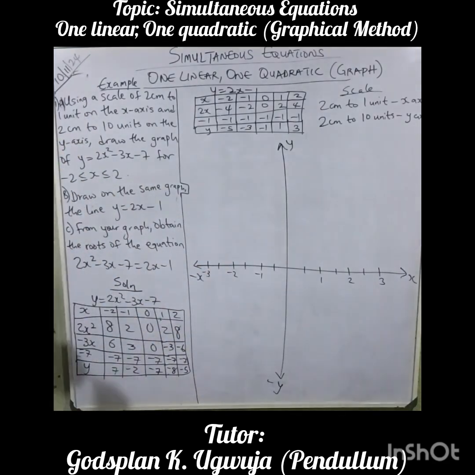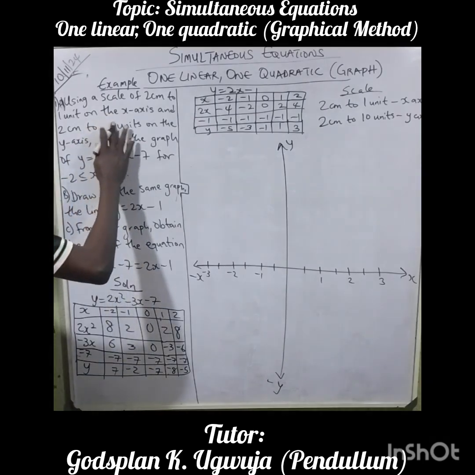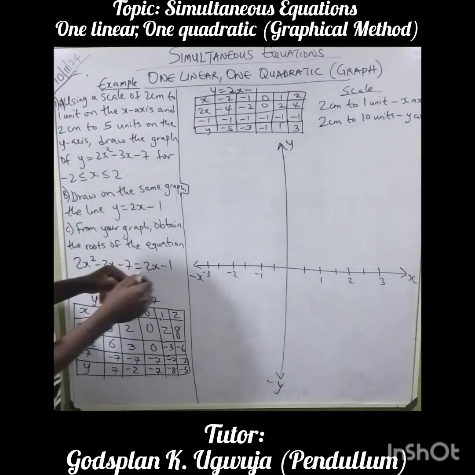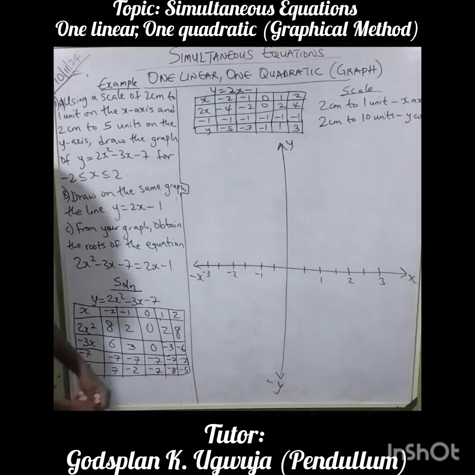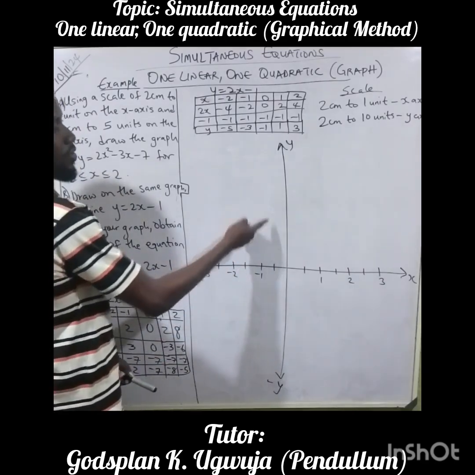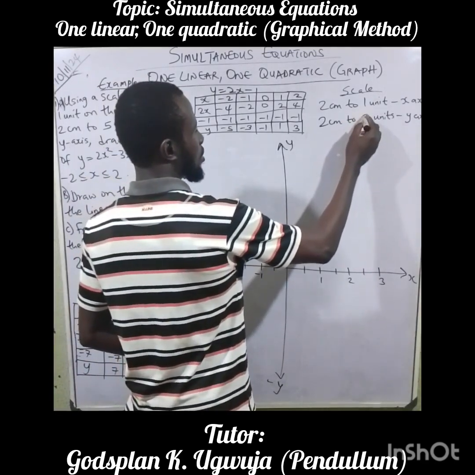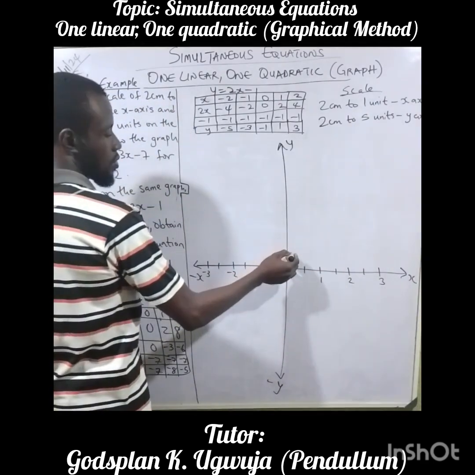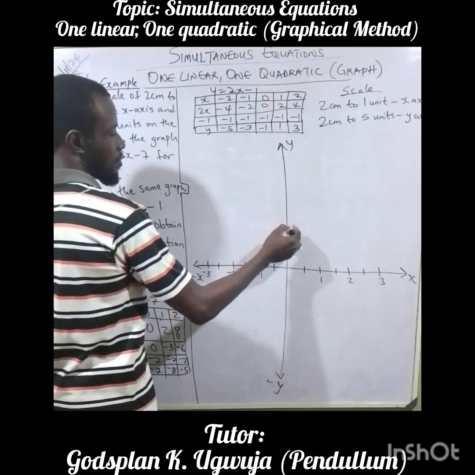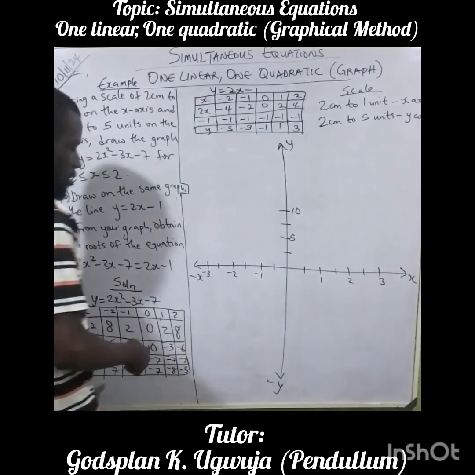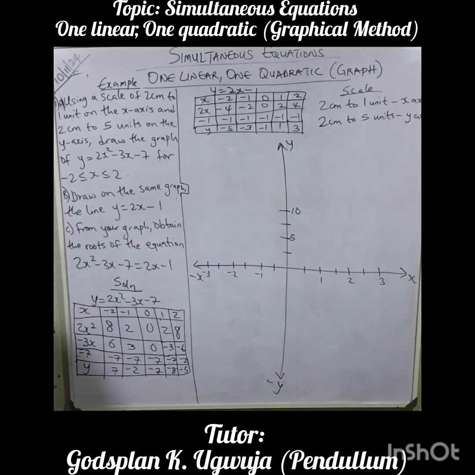Then 2 cm to 10 units on the y-axis. Well, this scale is even quite big. Let me use 2 cm to 5 units. This scale is big because our highest value here is minus 8. So if I use 2 cm to 10 units, the graph will be very small. So let me use 5 units. So we have 1, 5, 10. This is even still too big. But work with it like this.